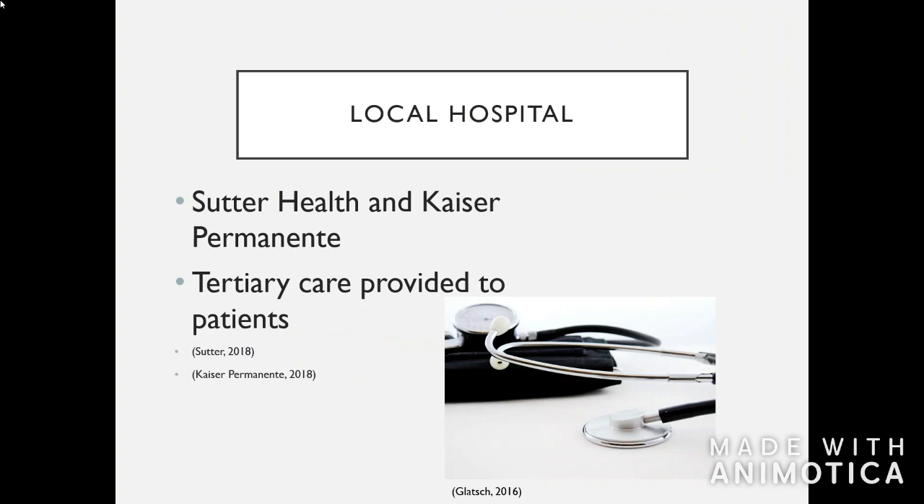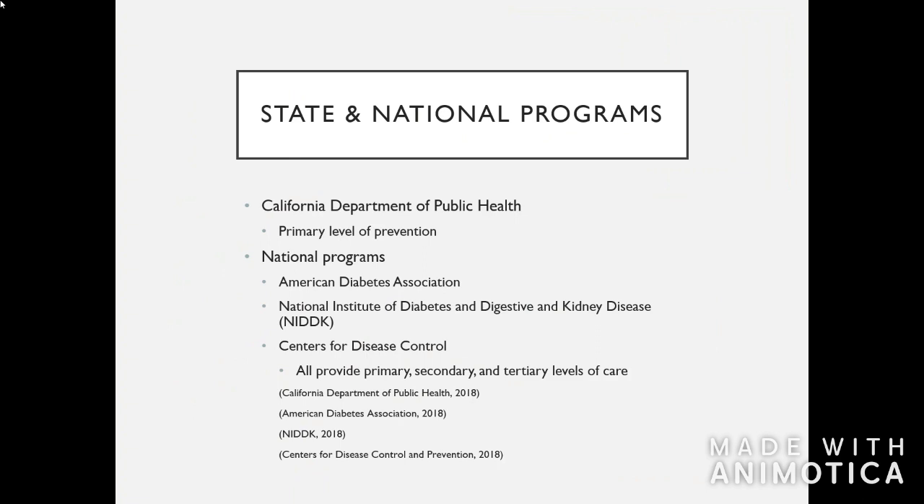The state of California, through the California Department of Health, offers primary level of prevention. This is achieved through specialized funding mentioned above and focuses on the education of the community about prevention of diabetes. National programs identified in these slides include the American Diabetes Association, the National Institute of Diabetes and Digestive and Kidney Disease, and the Centers for Disease Control. All these programs offer primary, secondary, and tertiary levels of prevention aimed at educating the public about diabetes.